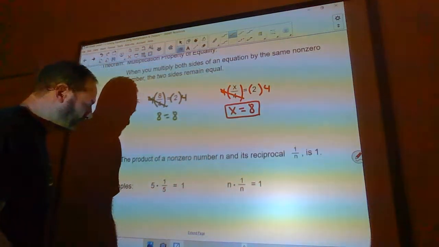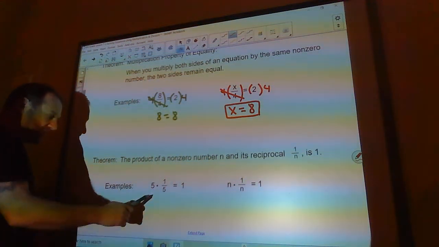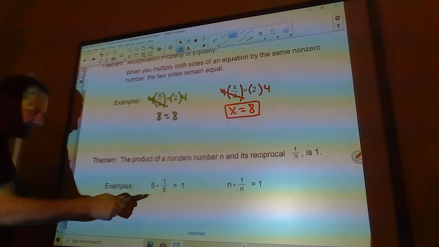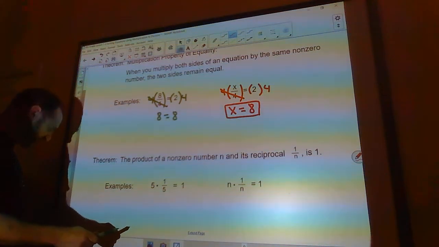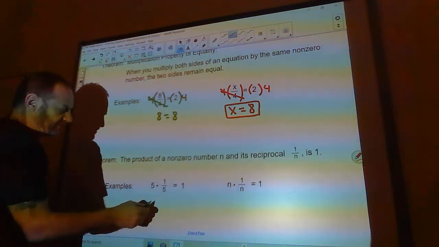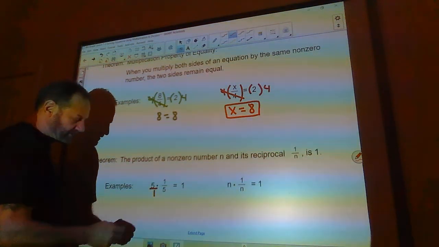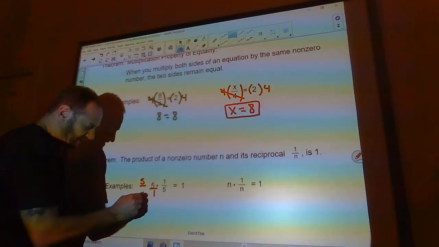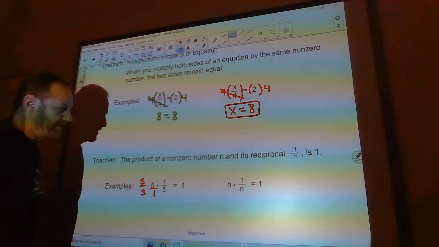All right, so 5 times 1/5. The reciprocal of a number is just, you flip it over. So remember, 5 is a fraction. It's 5 over 1. And I flip it over, I get 1/5. So 5 times 1/5. Remember, if I do this, 5 times 1 is 5. And 1 times 5 is 5. And 5 over 5 is just 1.